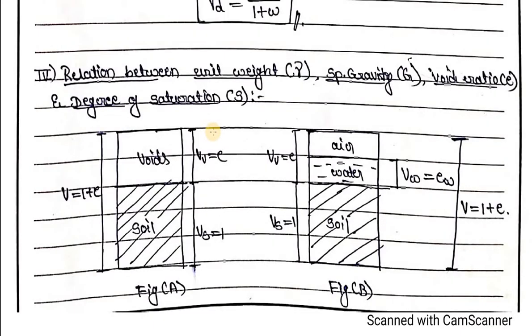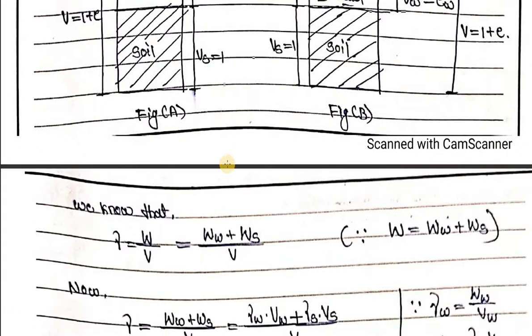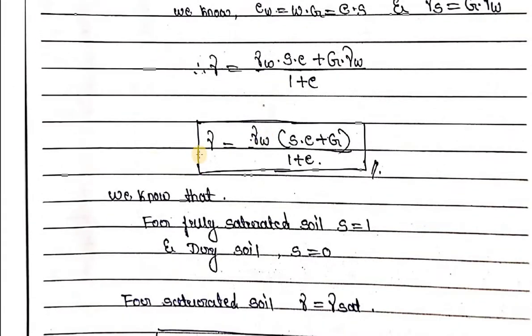Further, in the previous session we studied the relation between gamma, specific gravity G, void ratio e, and degree of saturation S. We arrived at this equation: gamma is equal to gamma w into (S e plus G) divided by (1 plus e). This equation can be converted further, and based on it and the degree of saturation we arrived at some other equations. In this, the degree of saturation plays a very important role.